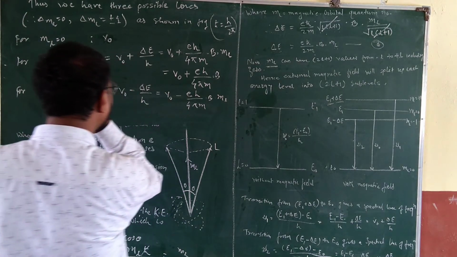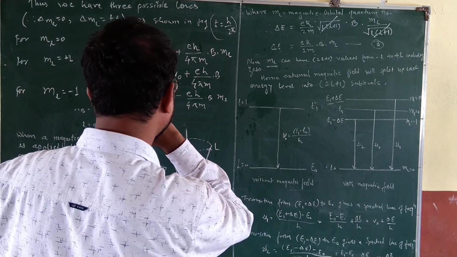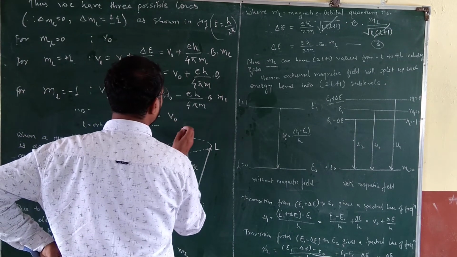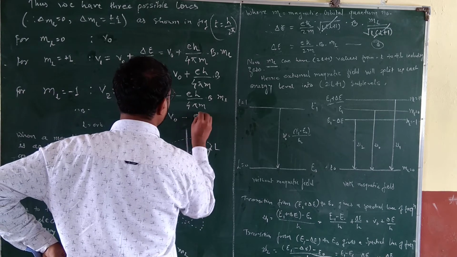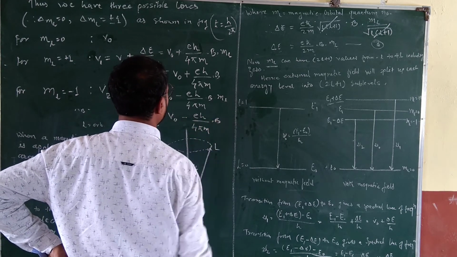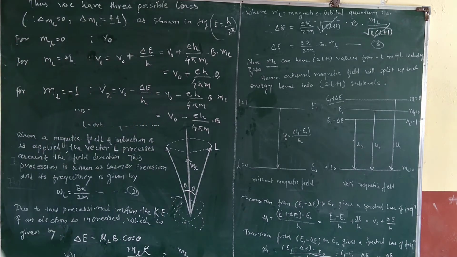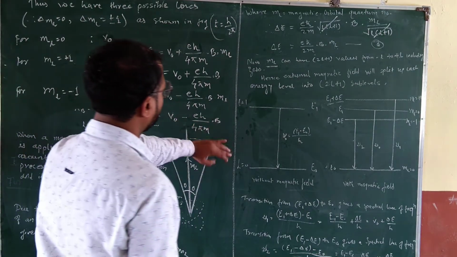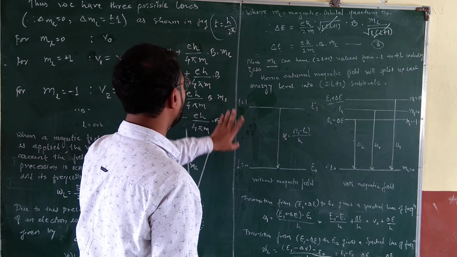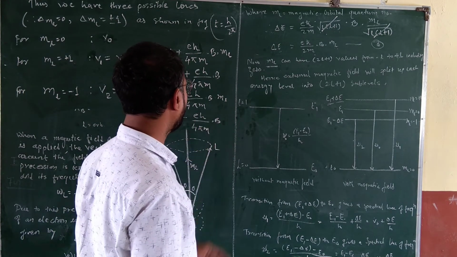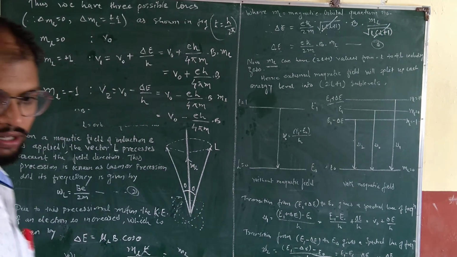So we get del E upon h cross, so we get v0 minus e h upon 4 pi m into B. So the magnitude of this minus 1 is 1. So I put here the value of m is equal to 1. So we get v0 minus e h upon 4 pi m into B.